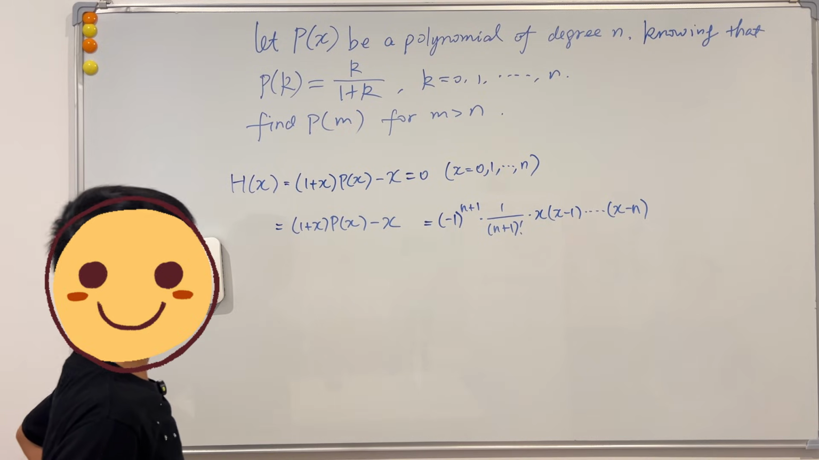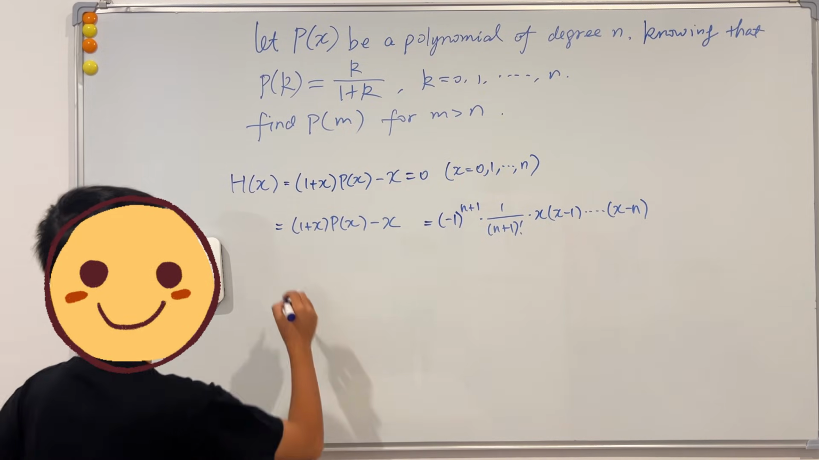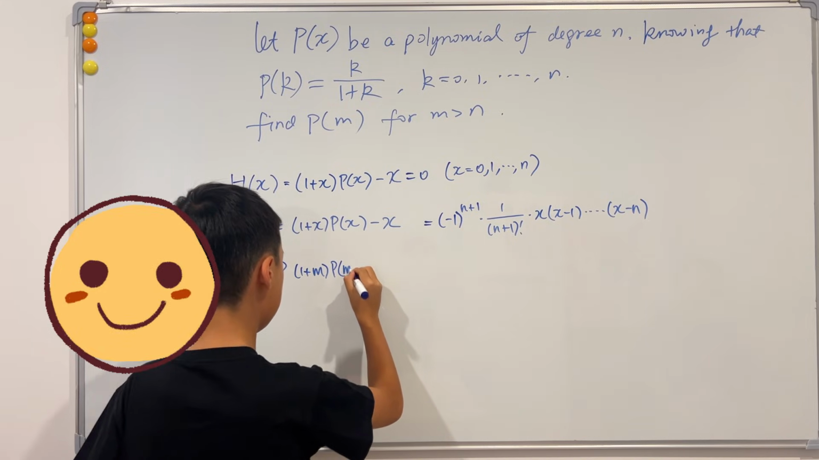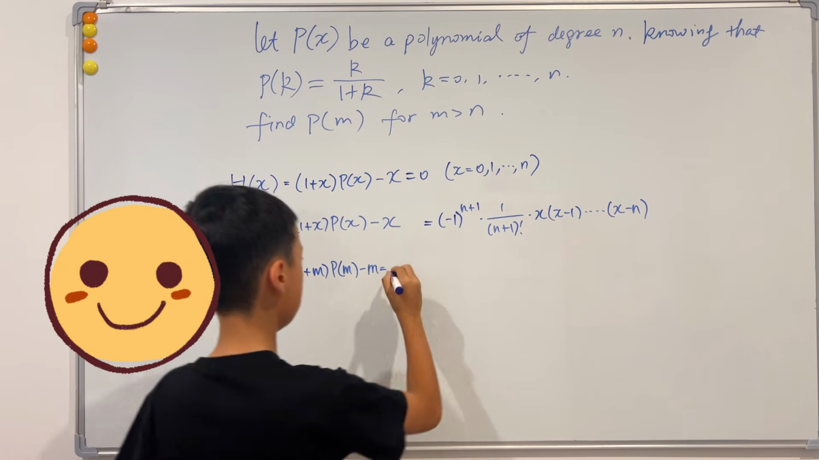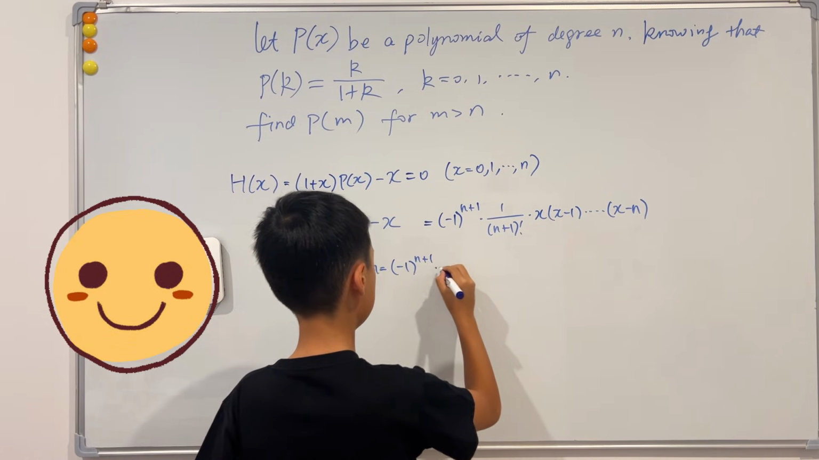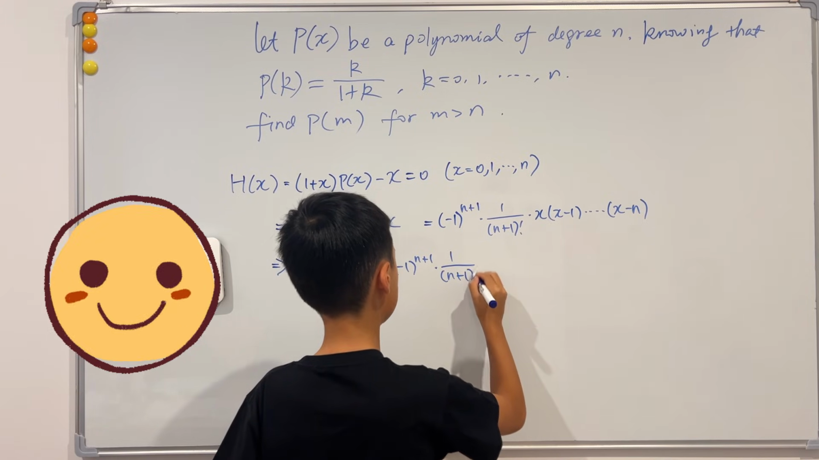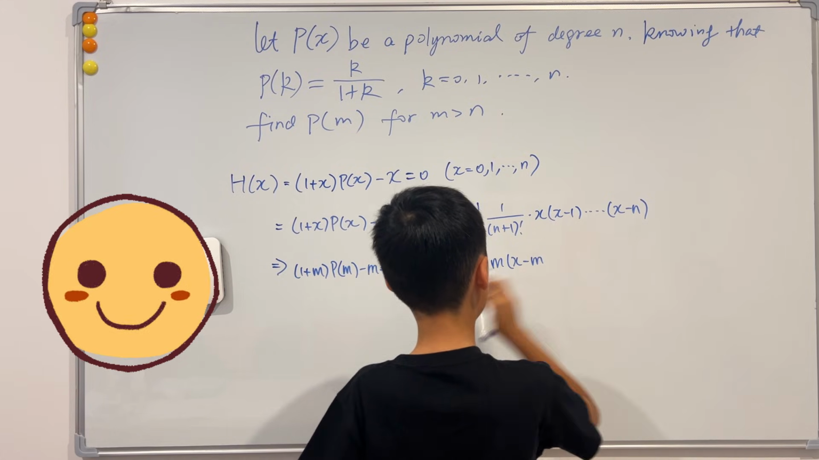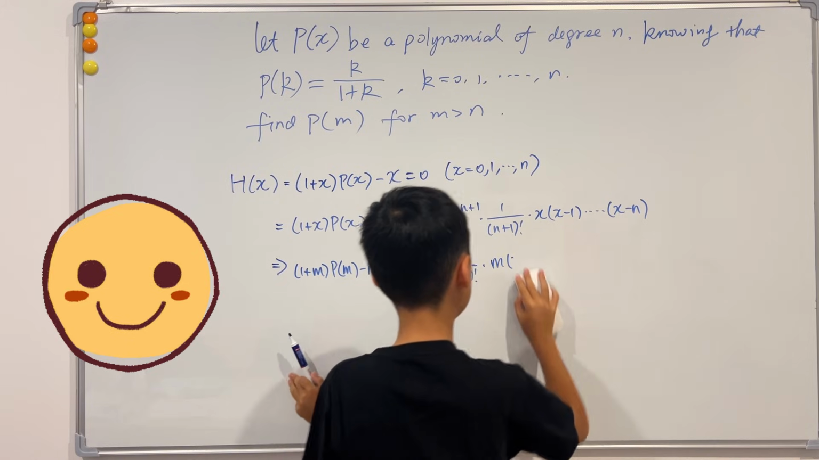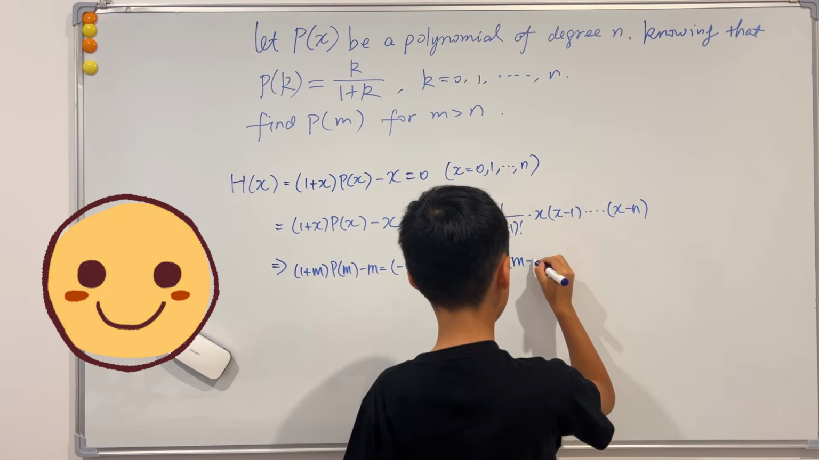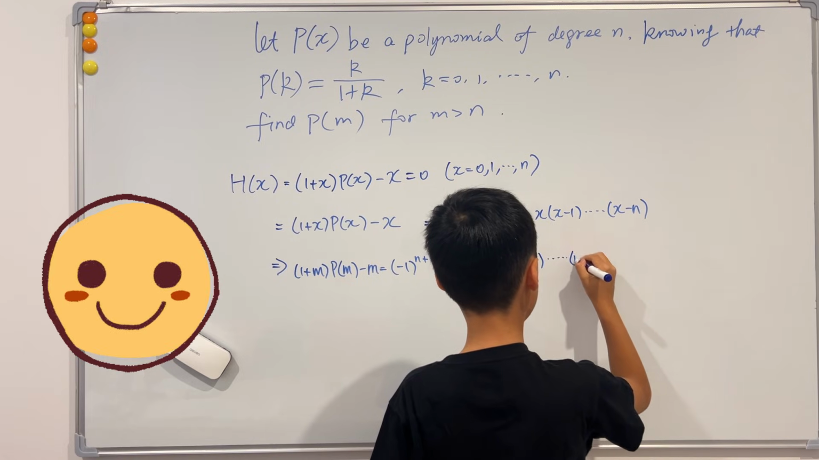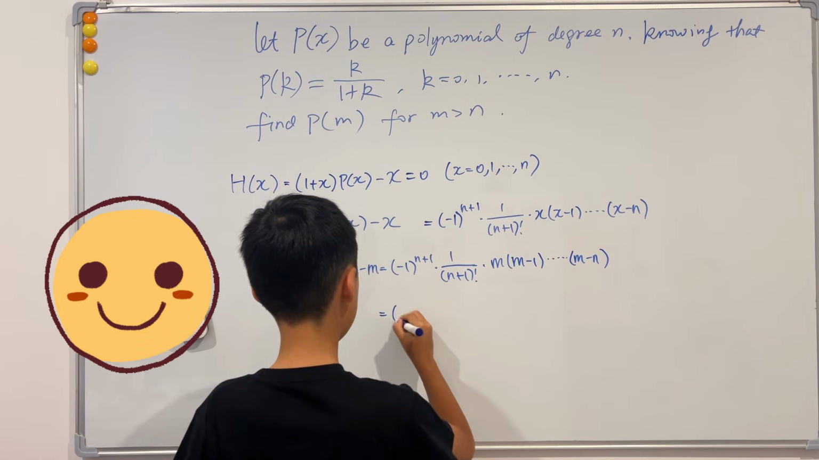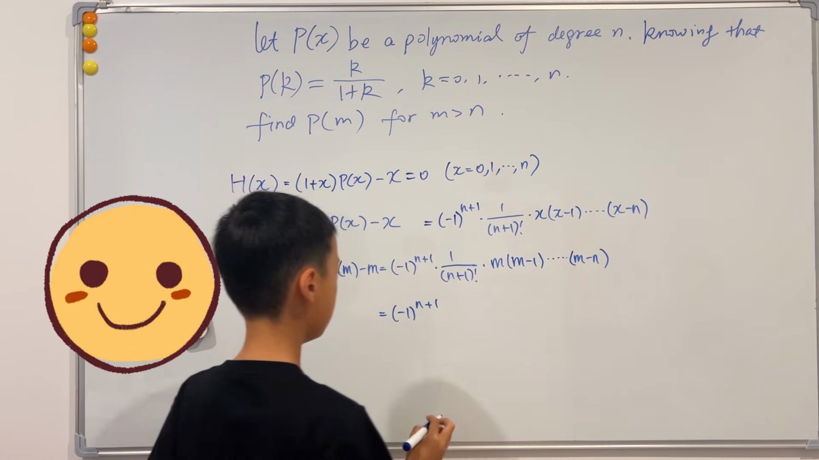Okay, and now I'm going to plug in for x equals to m. So 1 plus m, p of m minus m is equal to negative 1 to the n plus 1 times 1 over n plus 1 factorial, then multiplied by m times x minus, m times m minus 1 all the way until m minus n, right? And now I'm going to simplify this a bit further.